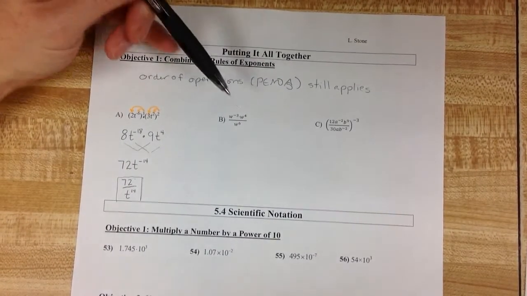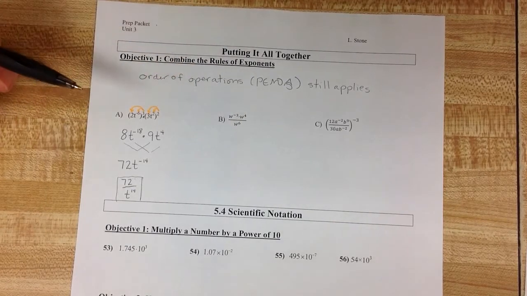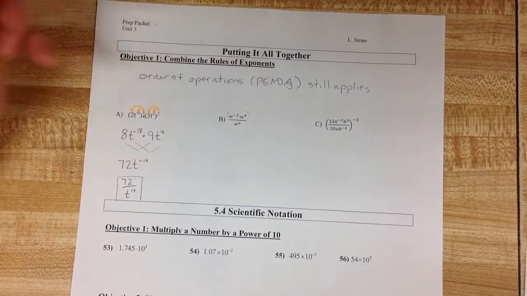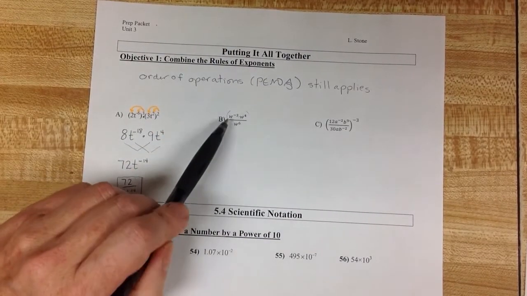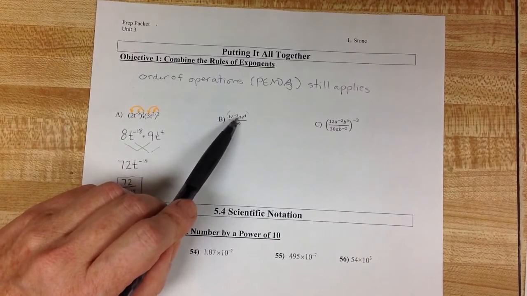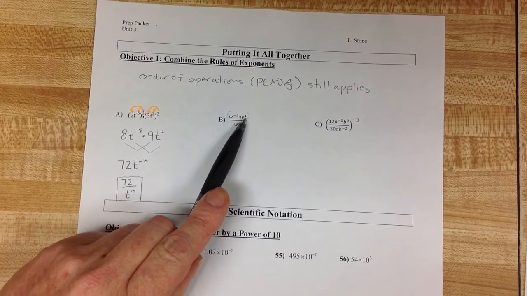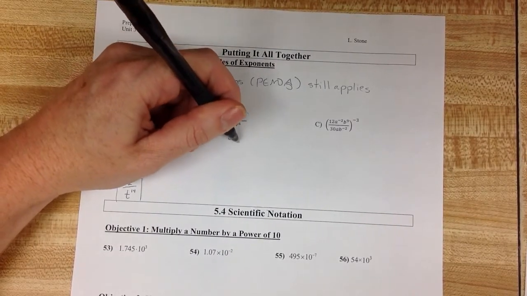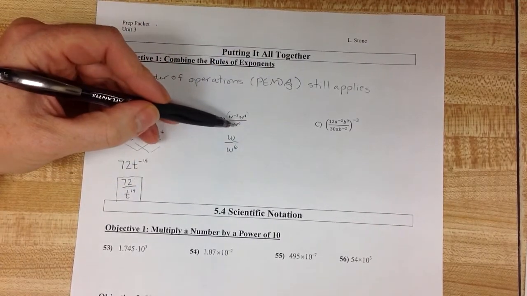In this next example, we have the product rule and the quotient rule happening in the same problem. So since these are grouped together on one side of a division symbol, we're going to take care of that product first. W to the minus 3 times w to the 4th, product rule says add negative 3 plus 4. So that's going to leave us with just a w over w to the 6.